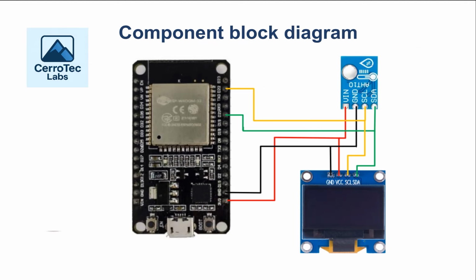The component block diagram shows how the I2C components are wired. The ESP32 is the I2C master and the OLED display and AHT10 temperature sensor are slave devices. The VCC pins on the OLED and AHT10 devices are wired to the 3v3 pin of the ESP32. The SDA pins are connected to the D21, that is the GPIO21 pin of the ESP32, and the SCL pins are connected to the D22, GPIO22 pin of the ESP32.